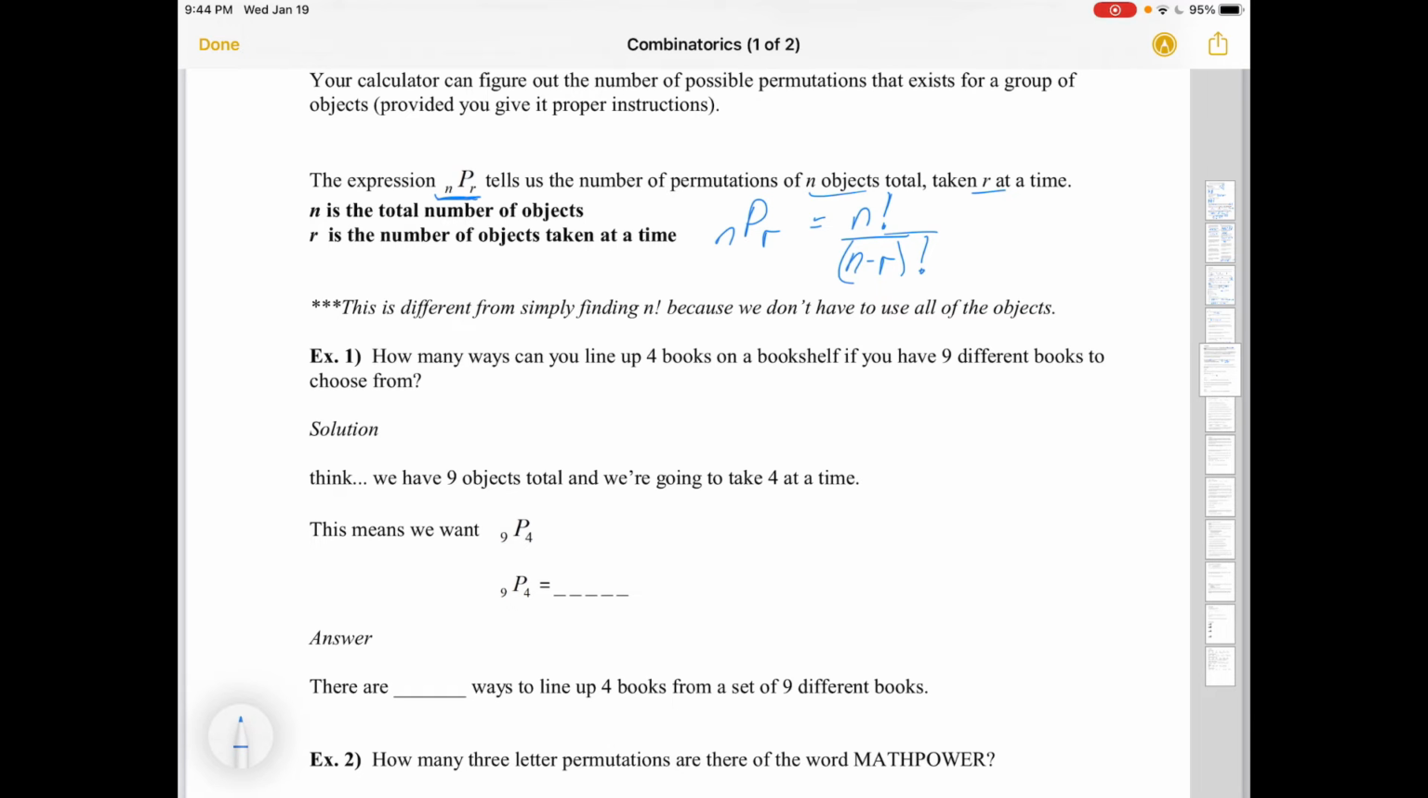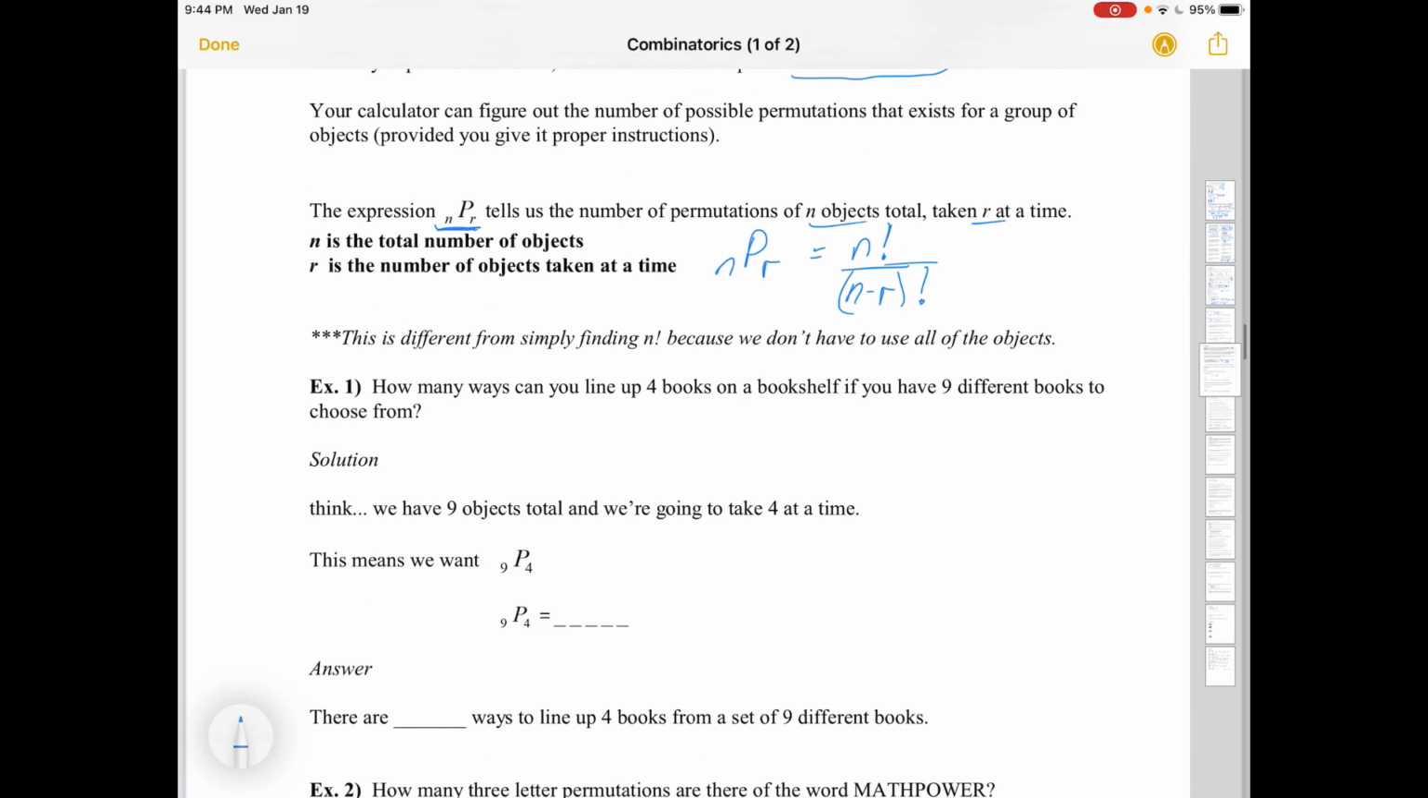We were kind of secretly in the last one probably finding permutations, but it was the case of using every object. So how many ways can you line up 4 books on a bookshelf if you have 9 to choose from? Okay. So we have 9 objects. That's sort of our n, and we're going to take 4 at a time. So this means the expression is 9P4, or sometimes we think of it as 9, and we're going to pick 4 of them.